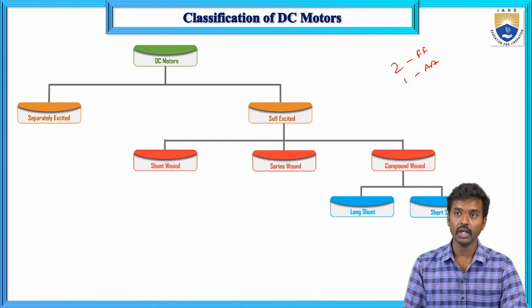Long shunt and short shunt DC motors, the same we can use as cumulative type and differential type.